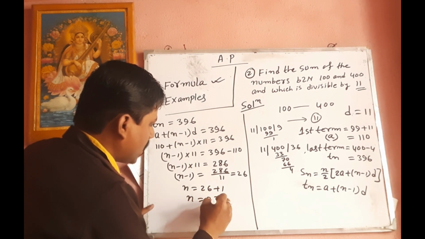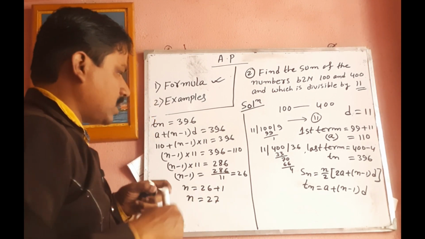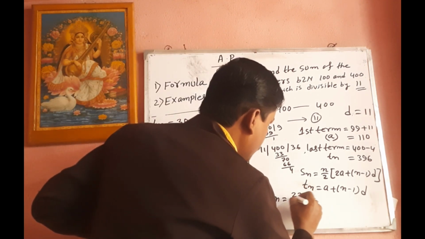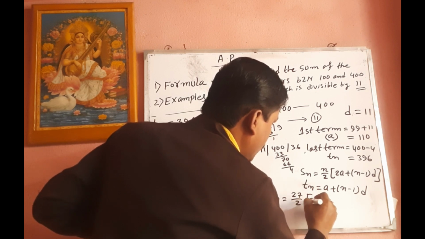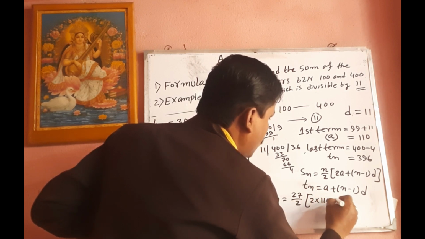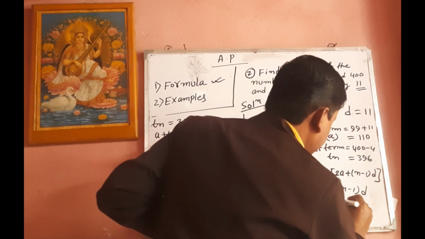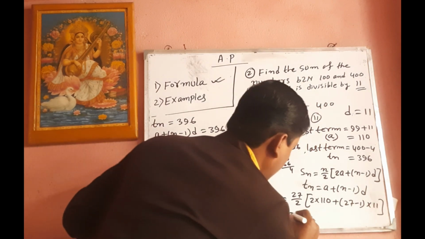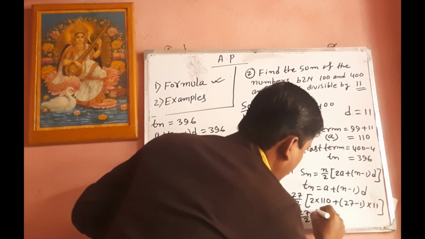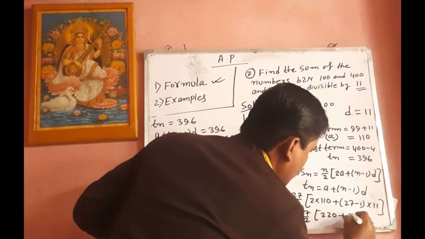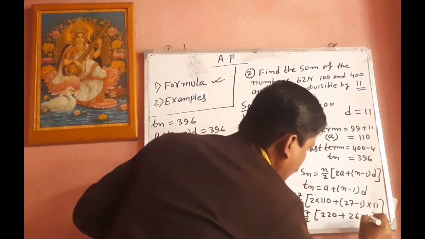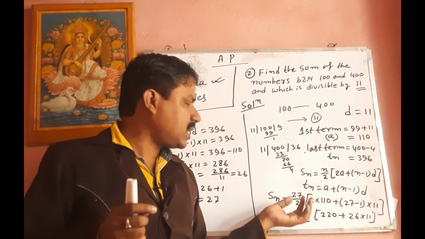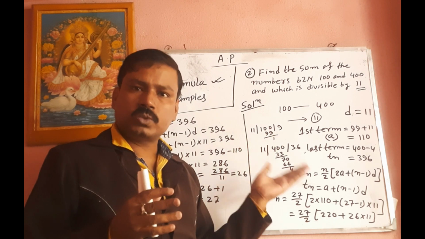That is, n is equal to 27. Then Sn will be 27 by 2 multiplied by (2 times 110 plus (27 minus 1) times d), that is 27 divided by 2 times (220 plus 26 multiplied by 11). After calculating this we get the exact value of Sn, and now this is the completion of the second example.